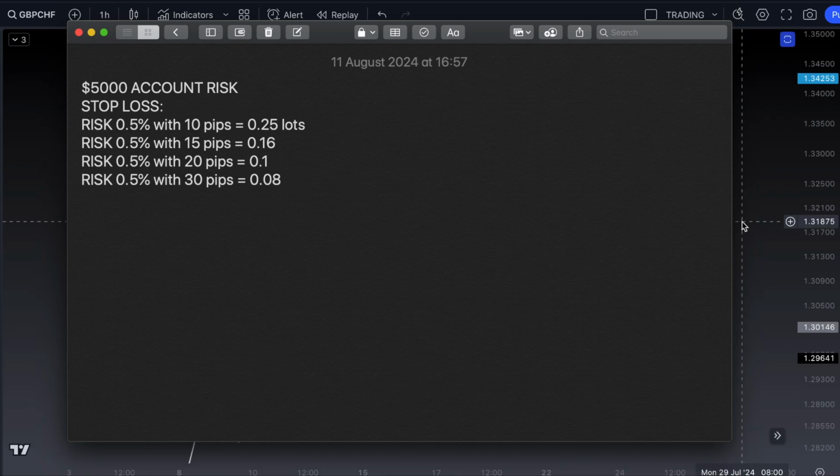So I would encourage you to do this yourself, to give yourself a 10, 15, 20, 30 pip stop loss leeway, and use an FX calculator to work out 0.5% of your entire account to work out what lots you need based on how big of a stop loss you need. I hope this makes sense.